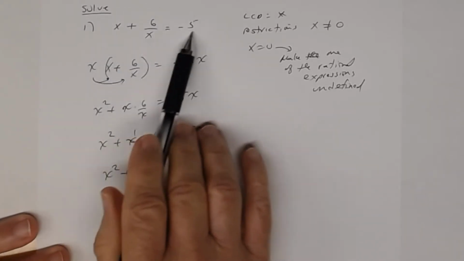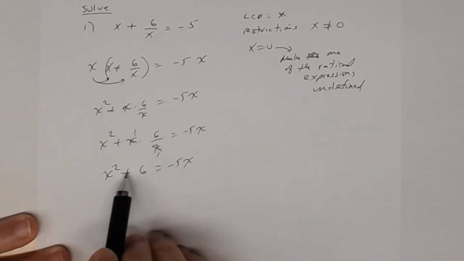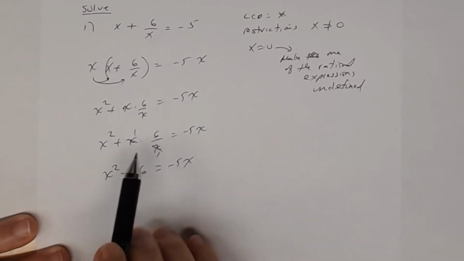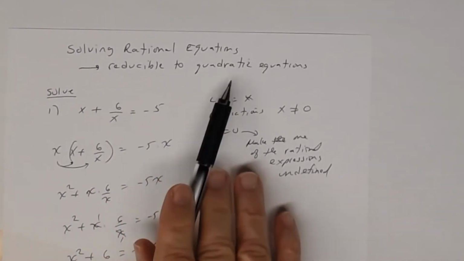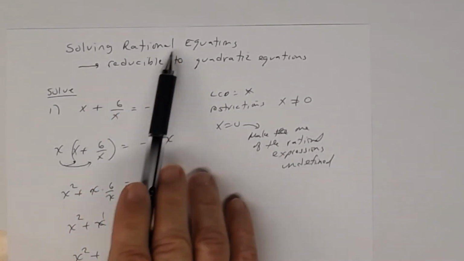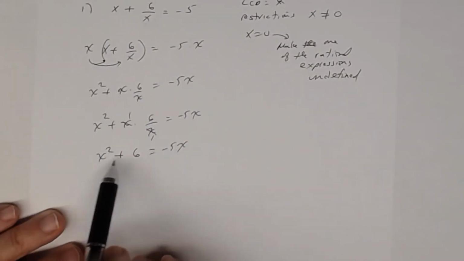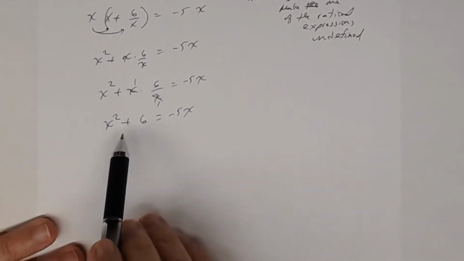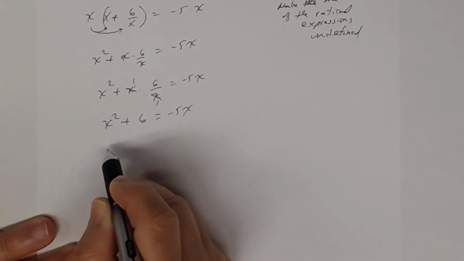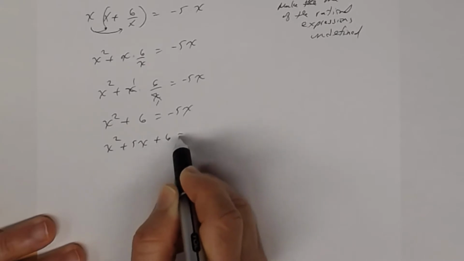So notice I went from a rational equation, and then notice this equation here. This equation is quadratic. I don't have any variables in the denominator any longer. So I went from a rational equation to a quadratic equation. So that's what we're talking about here when we say solve rational equations, and these will lead to quadratic equations. And so now I just have to solve this quadratic equation. So let's go ahead and put this in standard form. So I'm going to add 5x to both sides, and let's go ahead and put this in descending order. I get x squared plus 5x plus 6 equals 0.